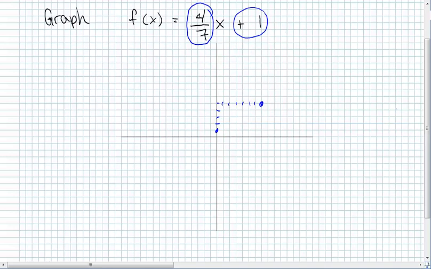There's my next point. I can do the same thing going backwards. I can go down 4 and left 7. And my graph's going to end up looking like that. Okay, so graphing from slope-intercept form is just like that.